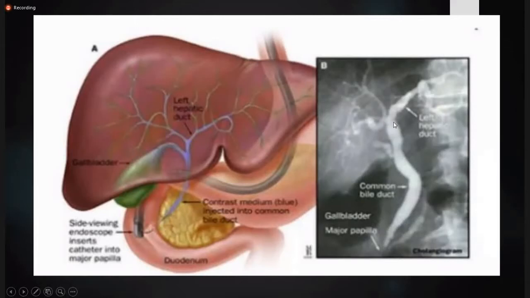It requires general anesthesia, and it is an interventional procedure. Some kind of intervention is being done, so it has its own complications. But you can directly see opacification of the biliary channels, and if you find a calculus, you can remove it during the procedure itself.